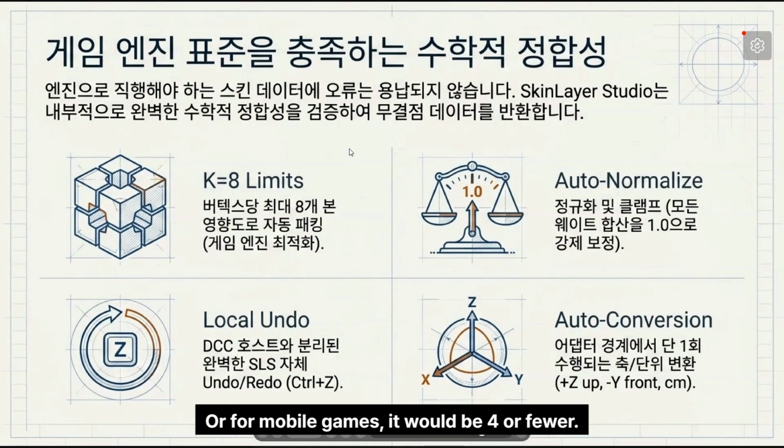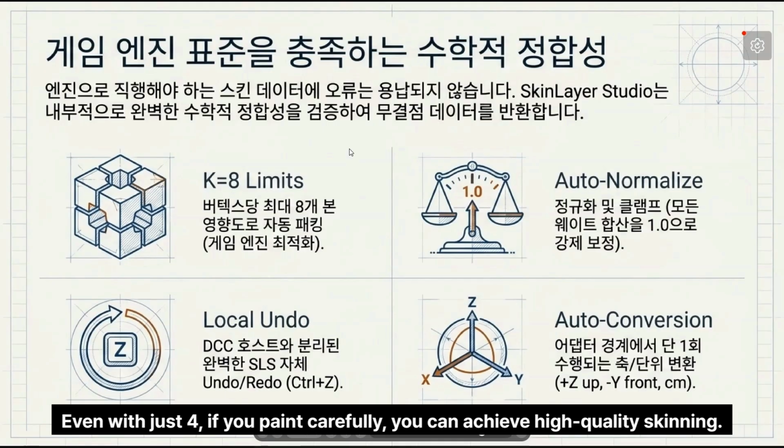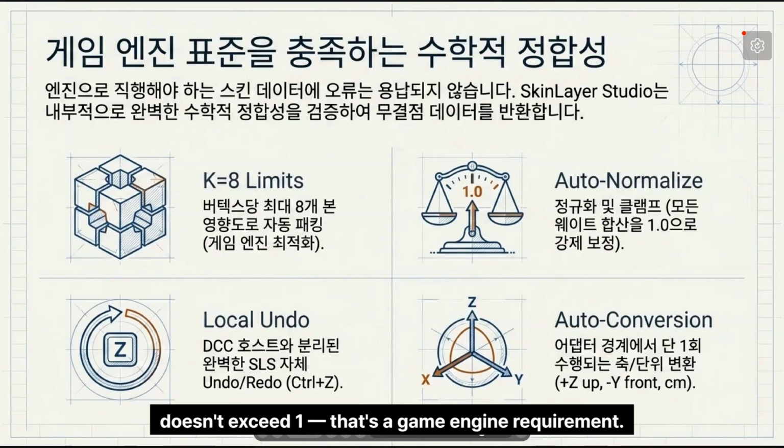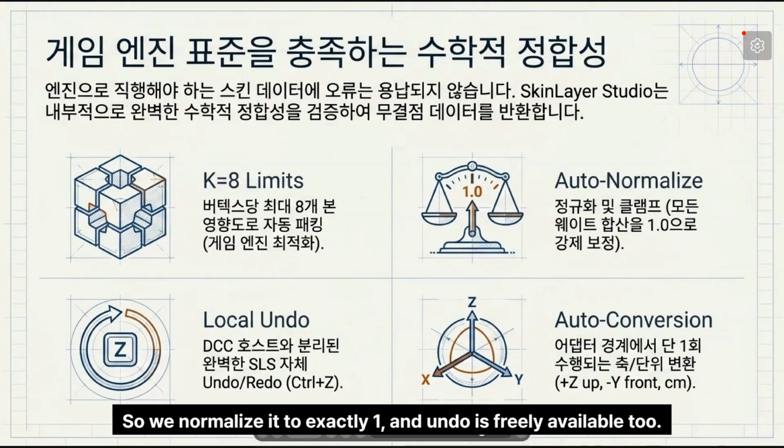Or for mobile games, it would be 4 or fewer. Even with just 4, if you paint carefully, you can achieve high-quality skinning. Anyway, limiting the count or ensuring the total weight per vertex doesn't exceed 1, that's a game engine requirement. So we normalize it to exactly 1, and undo is freely available too.